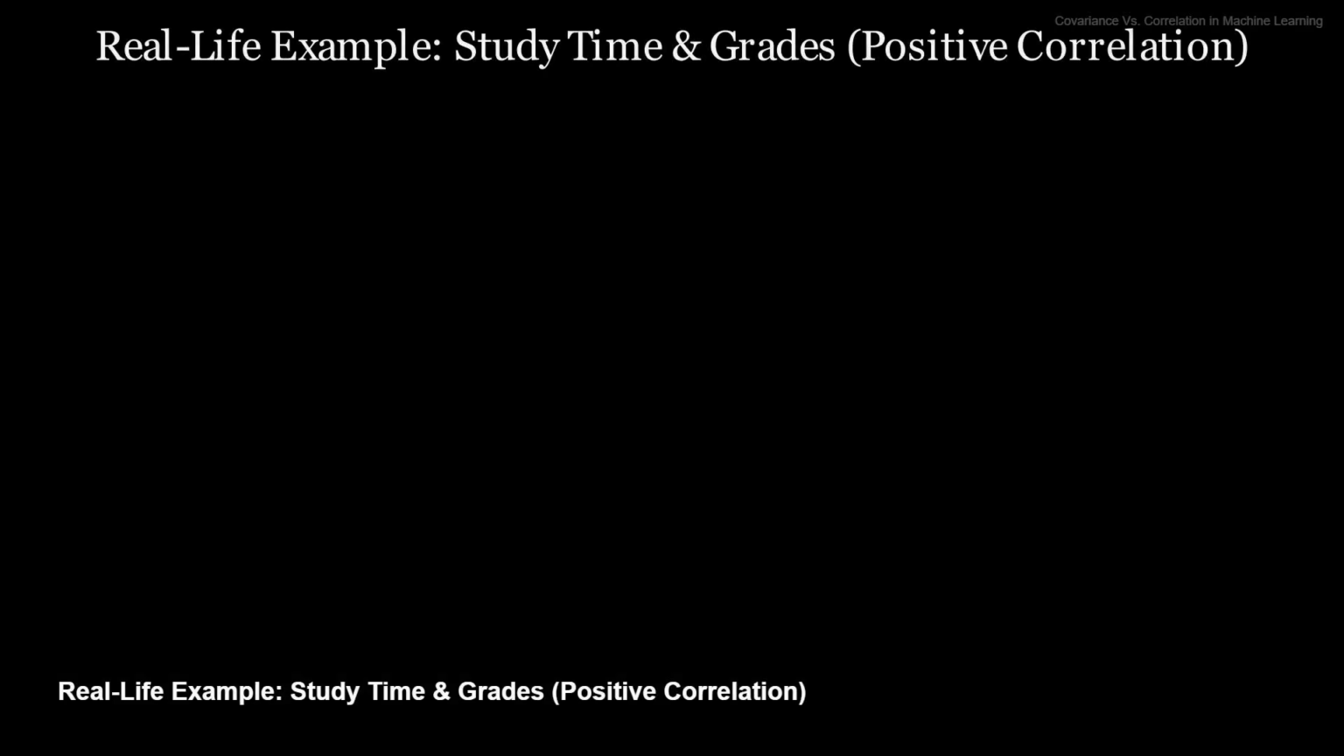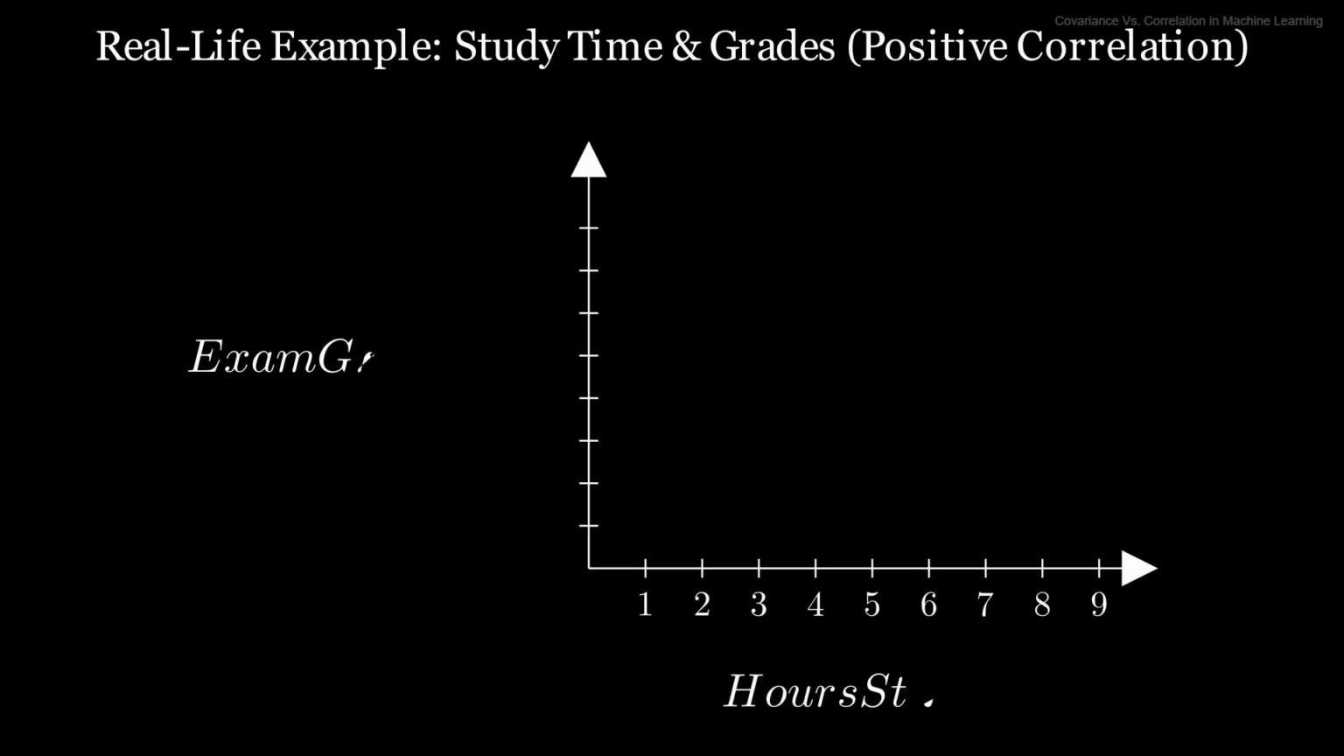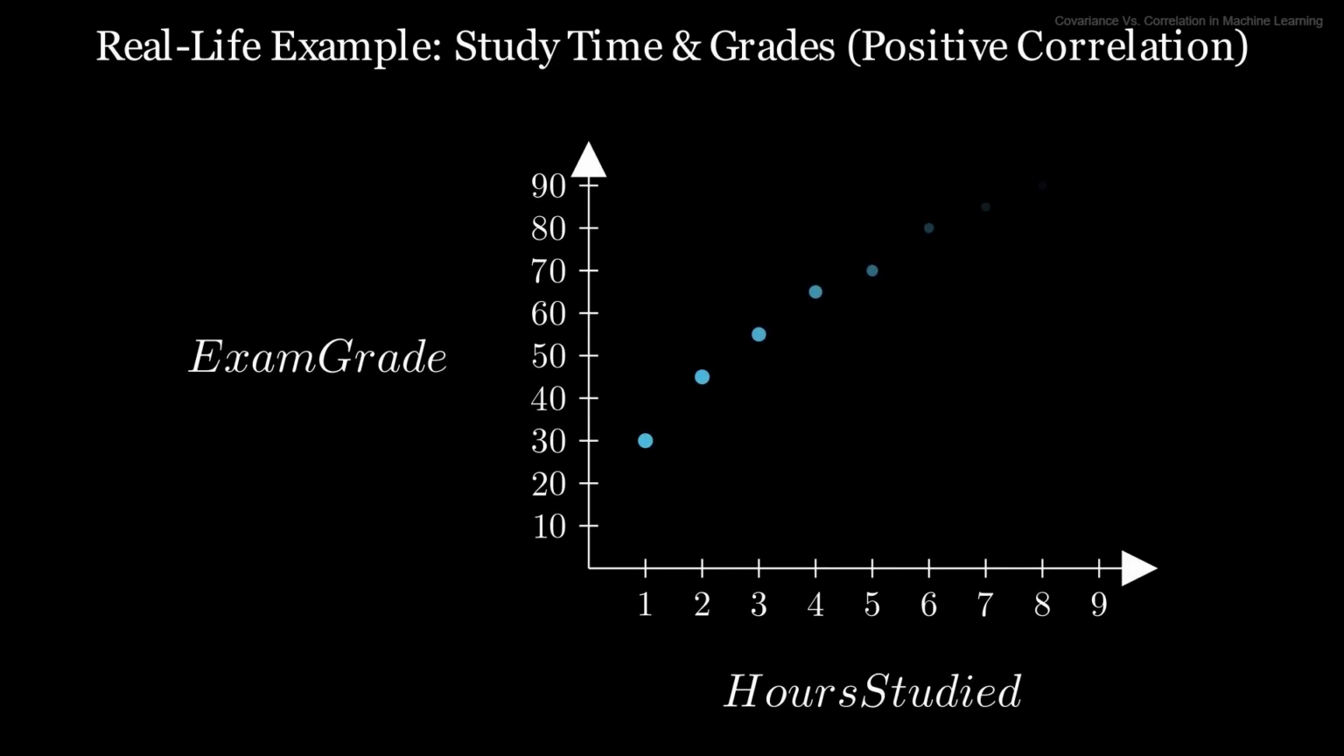Let's look at some real-world examples. Consider the relationship between the number of hours a student studies and their exam grade. It's intuitive that more study time generally leads to higher grades. This relationship would show a strong positive correlation. As one variable increases, the other tends to increase in a predictable way, giving us a positive r value, perhaps around 0.85, indicating a strong positive link.